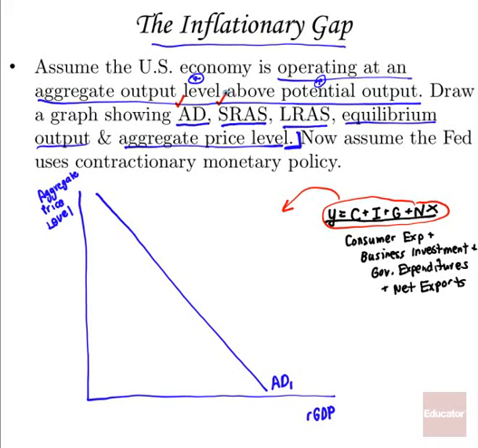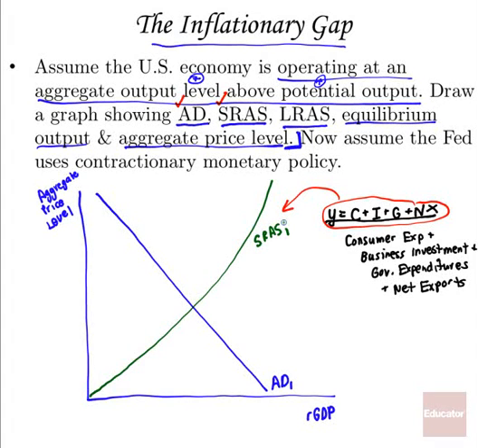Now let's draw the SRAS here. The SRAS is the short-run aggregate supply curve, and it's kind of like the supply curve that you see in a basic supply and demand graph. Label this SRAS1.